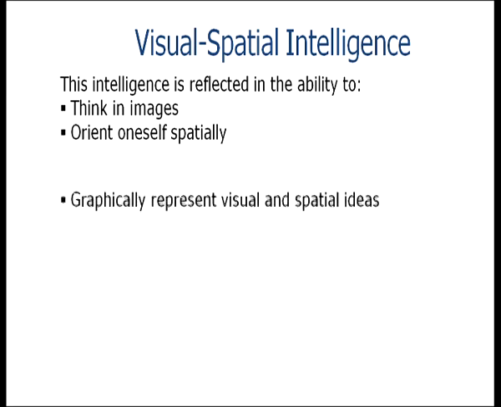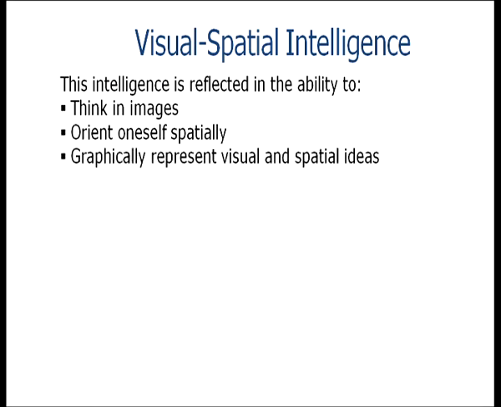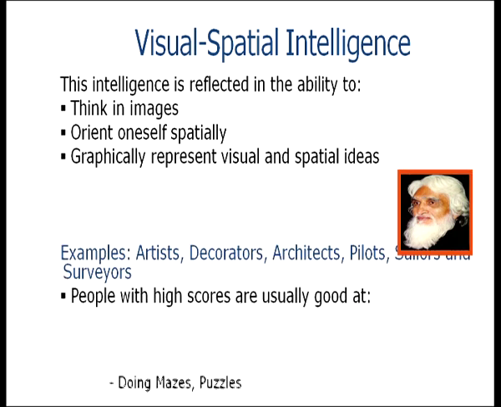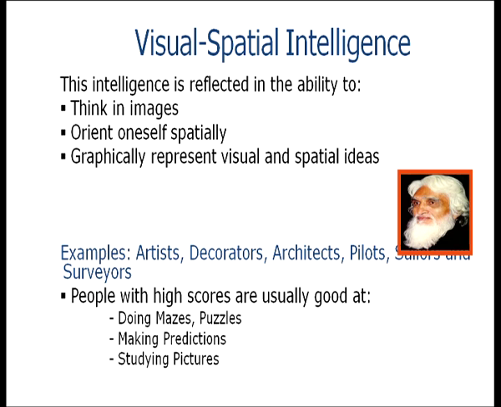The third type of intelligence is the visual spatial intelligence. Now, these people generally tend to think in images. They orient themselves spatially and graphically represent visual and spatial ideas. And they are very good artists, decorators, architects, pilots, surveyors, and so on and so forth.